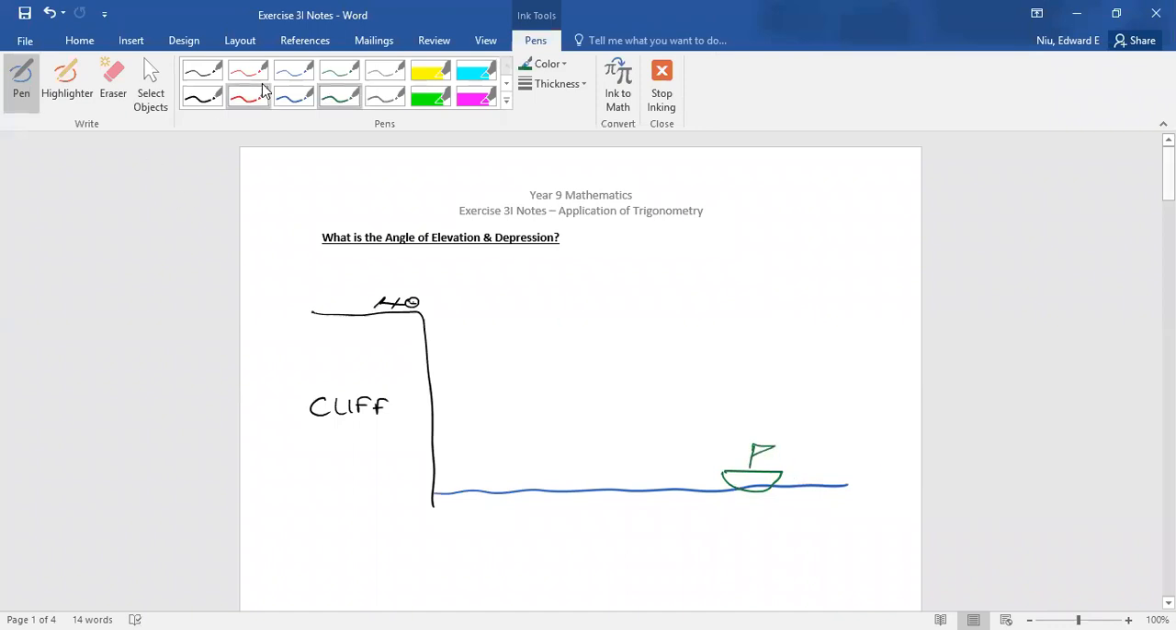What we call the angle of depression is if we were to dot the land like so, to continue the flat surface of the cliff onwards into the water. If I were to look down at the boat, this angle here is what we would call the angle of depression.